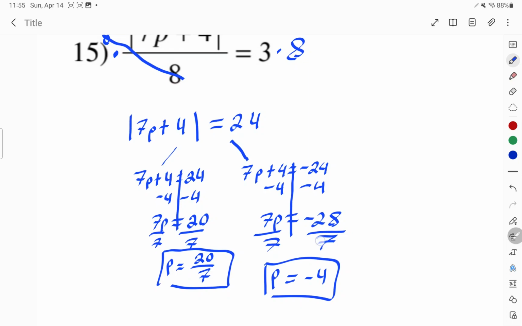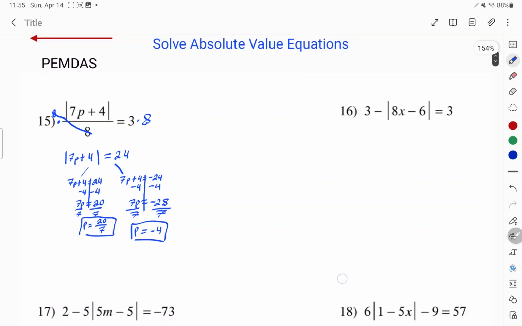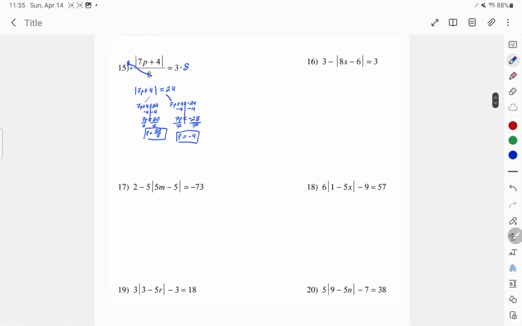And that is how we're going to be working every single problem here. Let me stretch it all out, that way you guys can see the 6 problems that we're going to do today.